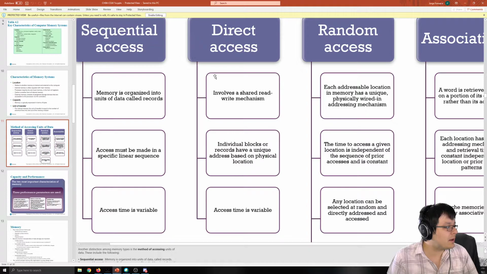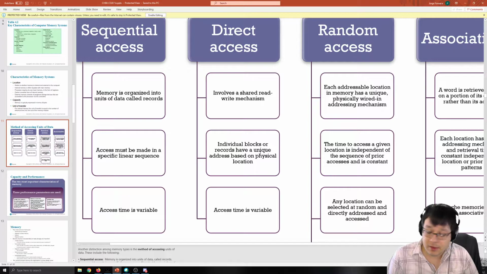So we also have direct access. Direct access is kind of the better version of sequential access, because in this case, even though you're still doing the shared read and write, you can jump physically to a specific spot in it. Whereas here you have to do that linear search, here you can jump right in. That is more like your hard drive, your disk units. You know where in the circle the information is stored, but you still have to physically move a reading head to that spot to read it.